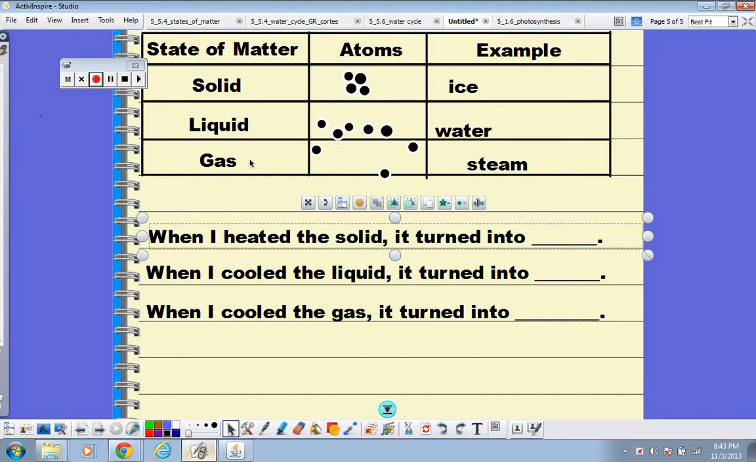Alright, make sure that you've copied down your table. You know I will be checking, and I will see you at small group time.